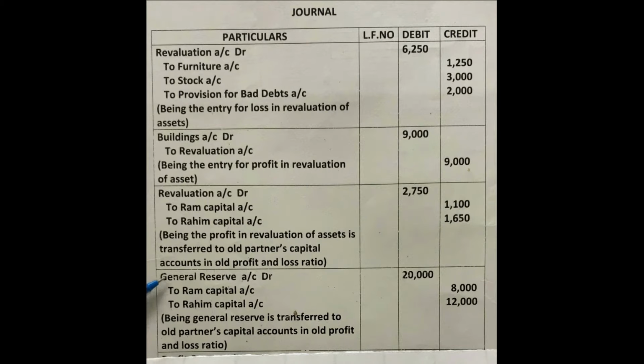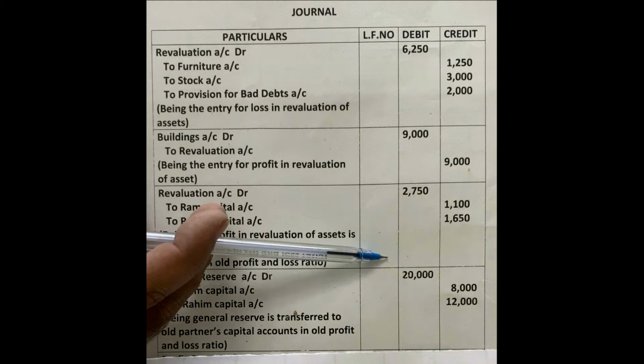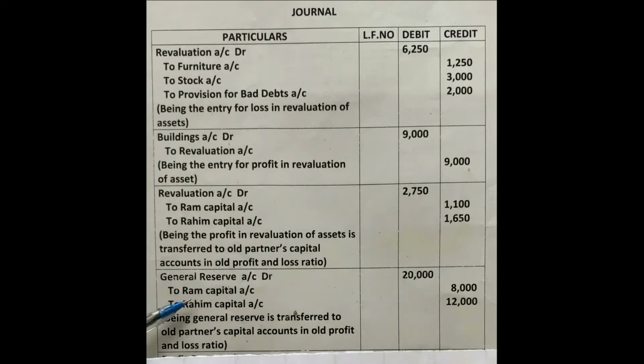General reserve amount is 20,000 rupees. From the old balance sheet, you have to take this amount. In this 20,000, Ram's share is 8,000 rupees. Rahim's share is 12,000 rupees. Show these two amounts in the credit column. Come to narration. General reserve is one accumulated profit. We are transferring that amount to old partners' capital accounts in the old profit and loss ratio. Mention that: being general reserve is transferred to old partners' capital accounts in old profit and loss ratio.